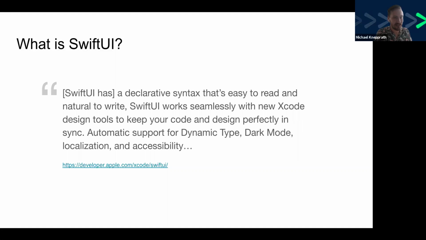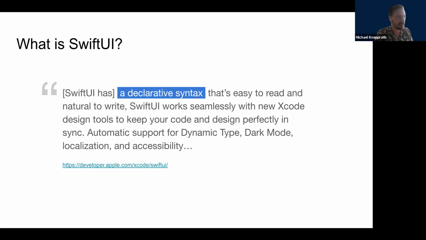What is SwiftUI? This is directly from their developer docs. It has a declarative syntax that's easy to read, natural to write. SwiftUI works seamlessly with the new Xcode design tools to keep your code and design perfectly in sync. It has automatic support for dynamic type, dark mode, localization, accessibility, all things that Apple deems very important right now, especially dynamic type. That's a part of accessibility, but it is a very important thing to Apple. So just having that come in the box is a great thing.